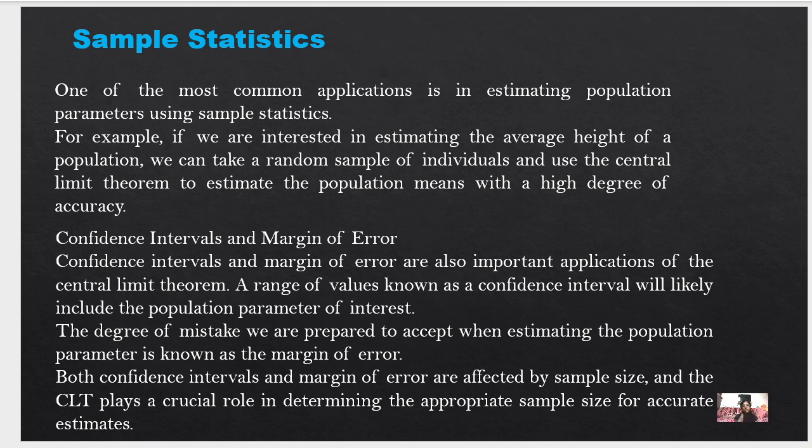The main application of the CLT is accuracy. Next is confidence intervals and margin of error. Confidence intervals and margin of error are also important applications of the CLT. A range of values known as the confidence interval will likely include the population parameter of interest. The degree of mistakes we are prepared to accept when estimating the population parameter is known as the margin of error.